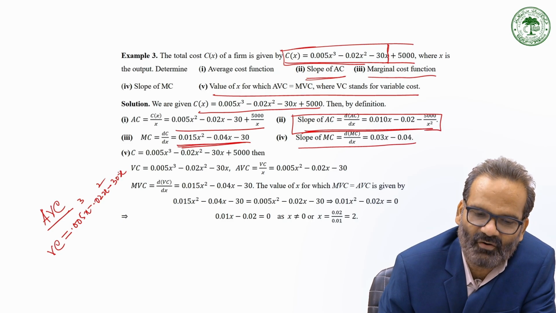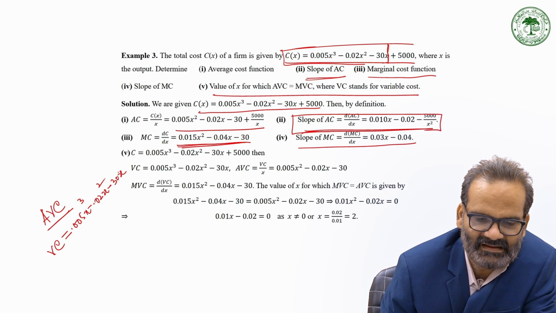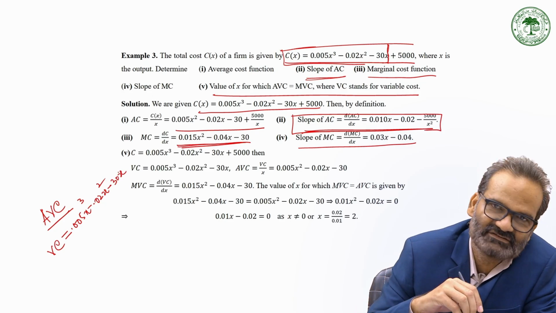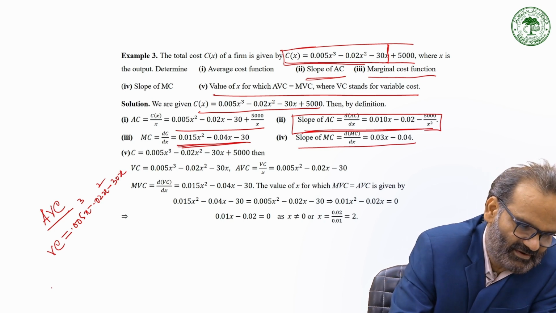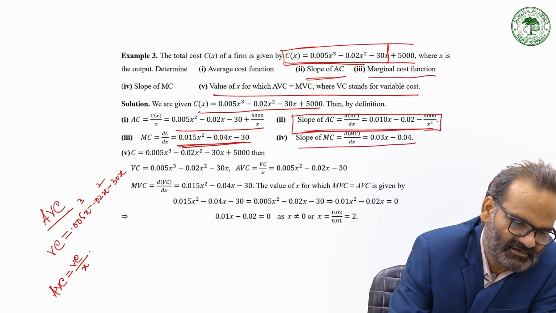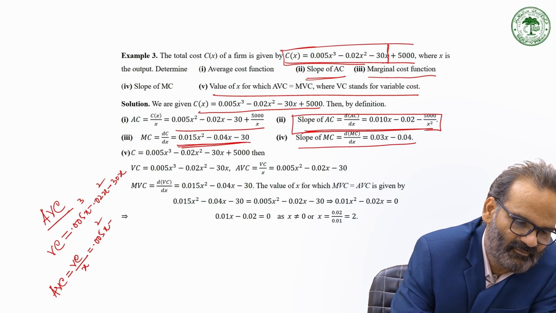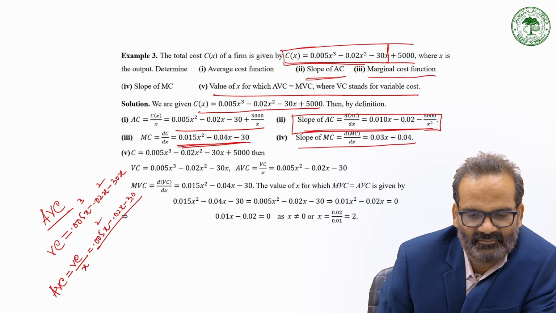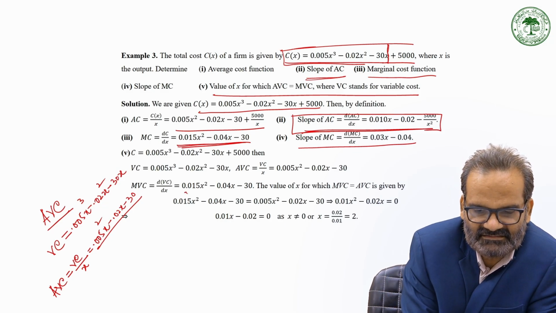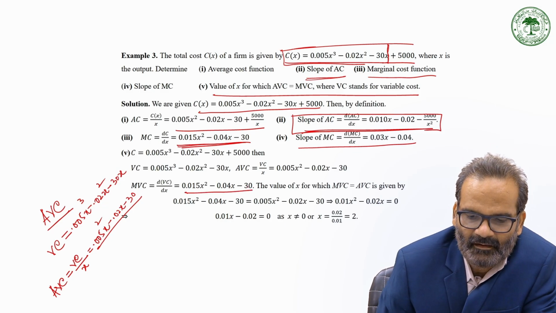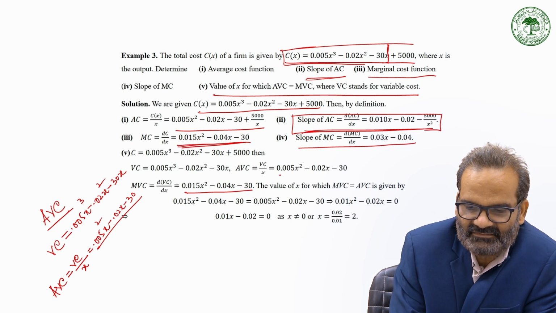So if this is a variable cost, then we can take its average. Average means we will divide this function by the output x. So AVC is equal to the variable cost divided by x. So what will you get here? 0.005 x square is left, minus 0.02 x left, minus 30. So this is your average variable cost, right? It is coming out to be the same. Now, this is your average variable cost.